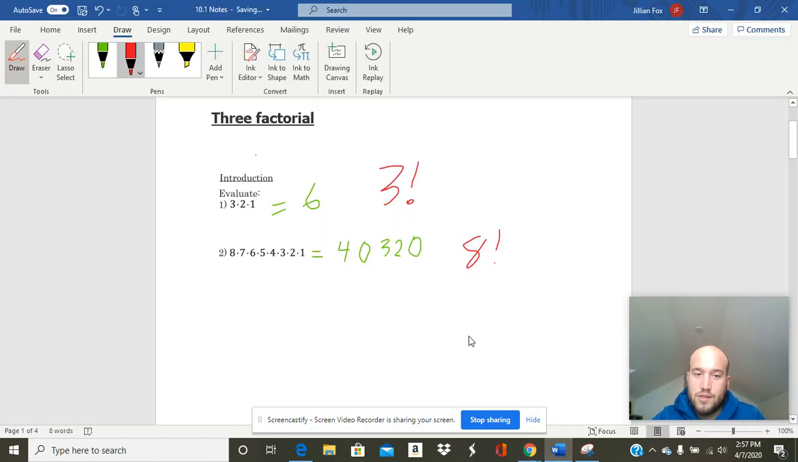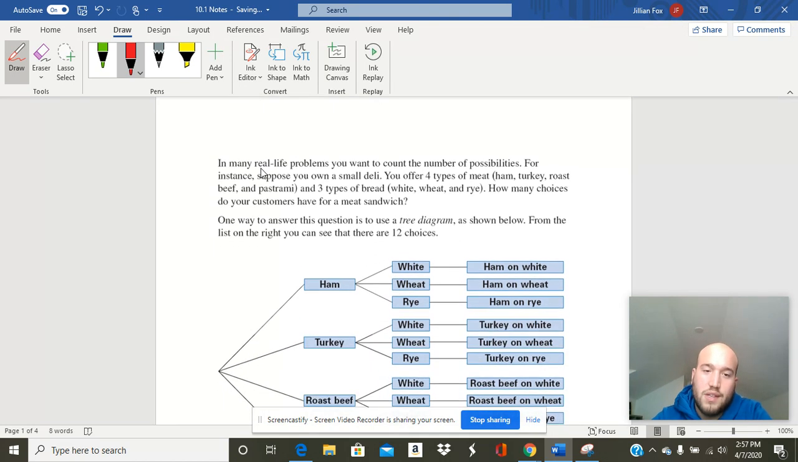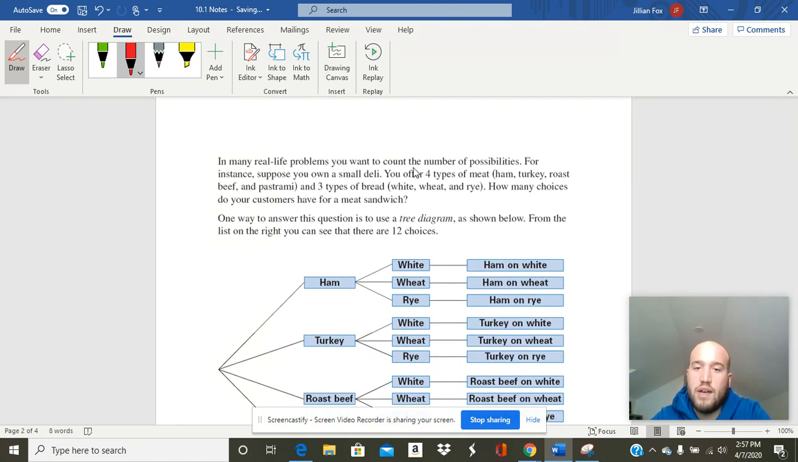Now, we go back to our example and we scroll down to the next part. It says here, many real-life problems where we want to count the number of possibilities. Okay, so this is called the counting principle. We're figuring out how many possibilities there are. So it says, for instance, suppose you own a small deli. You offer 4 types of meat, ham, turkey, roast beef, and pastrami, and 3 types of bread, white, wheat, and rye. Okay, so you've got 4 choices of what meat to have, 3 choices of what bread to have. It says, how many choices do your customers have for a meat sandwich? Now, in this sandwich, we're assuming you have 1 type of meat and 1 type of bread.